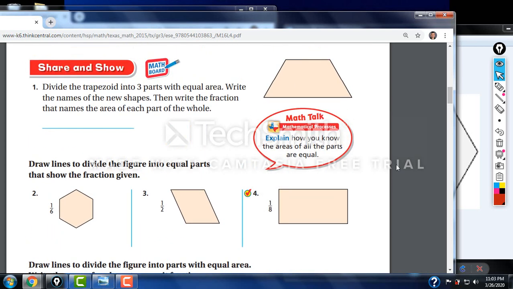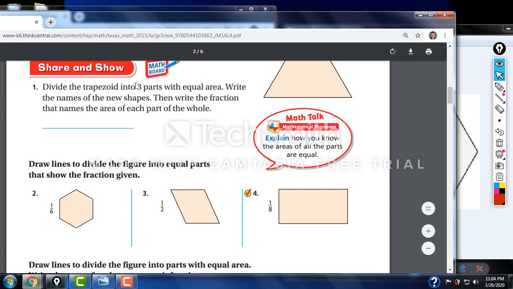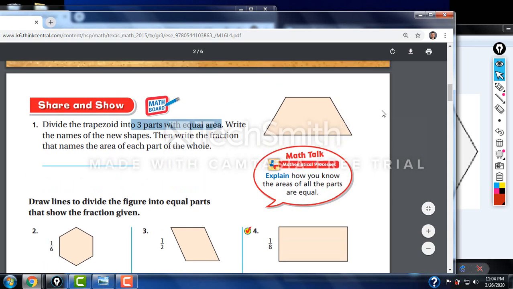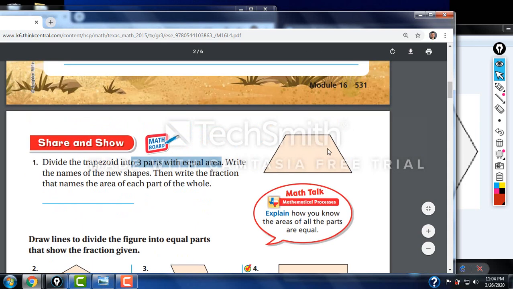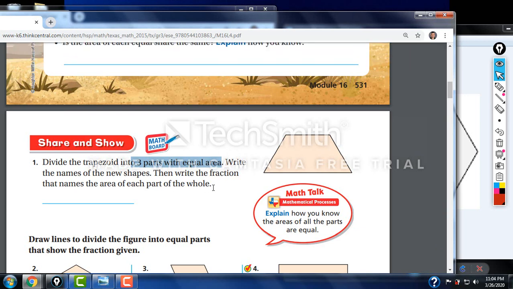Okay, this you'll be using your ruler here or a sharp edge. Divide the trapezoid into 3 parts with equal area. This is the key right here. 3 parts, they have to be equal area. So make sure you use a pencil here in case you have to erase. Okay. Write the names of the new shapes. Then write the fraction that names the area of each part of the whole. If you have to pause the video, work it out, and then come back.